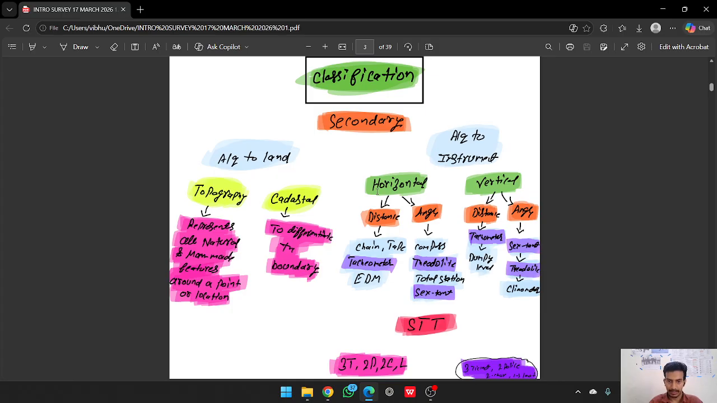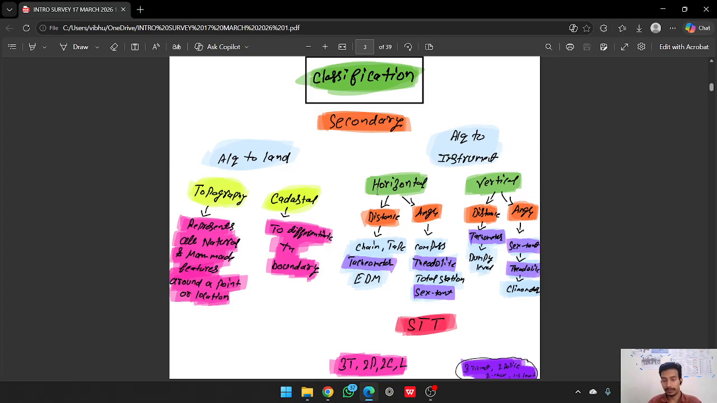For horizontal distance, we measure with chain, tape, tachymeter, and EDM, electronic distance machine. For angle, the instruments which measure are compass, theodolite, total station, and sextant.